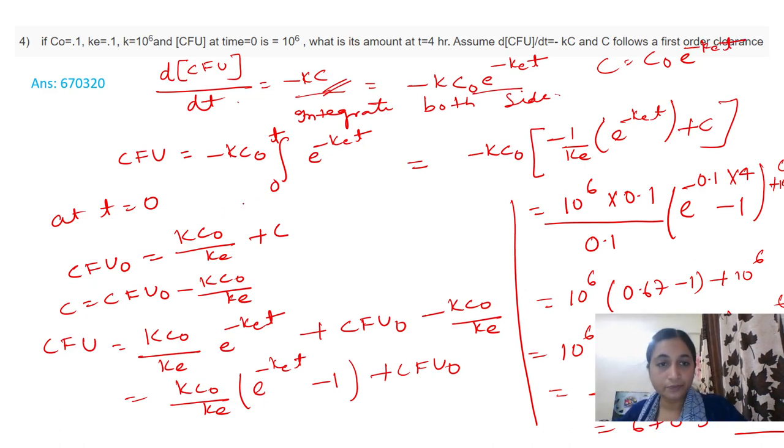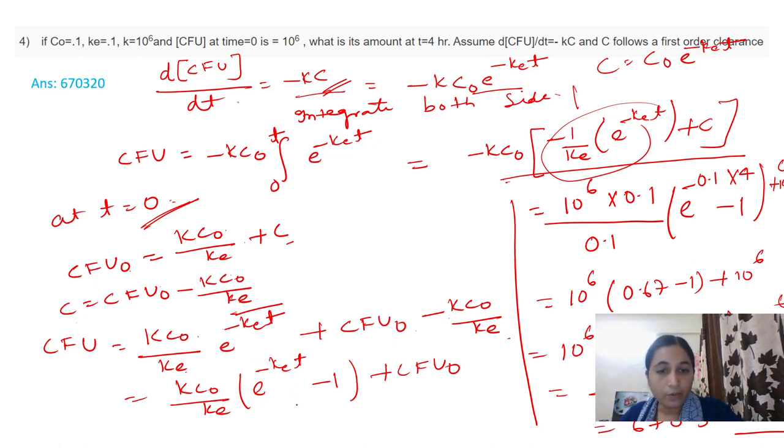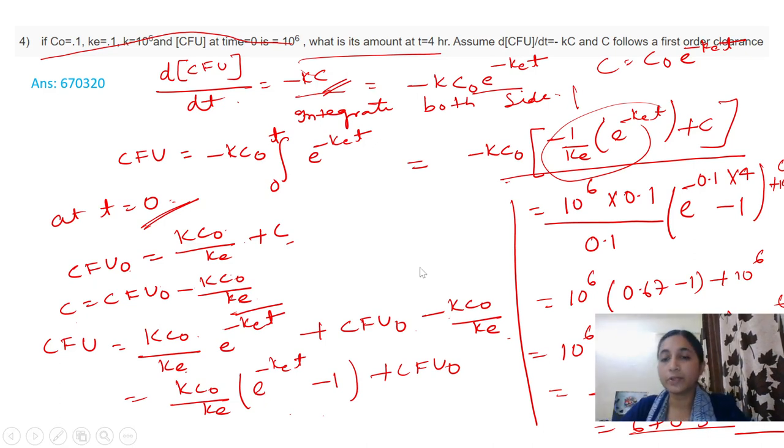When we integrate, you will get this. Then at time equal to 0, CFU naught equals kC0 upon Ke plus C, because the exponential term becomes 1. So C equals CFU naught minus kC0 upon Ke. Now at time t, we take kC0 upon Ke e power minus Ke t plus CFU naught minus kC0 upon Ke, take it common, and put in all the values given in the question. When you calculate it, it will come to 670320. I think I solved a similar question in the previous assignment last week.